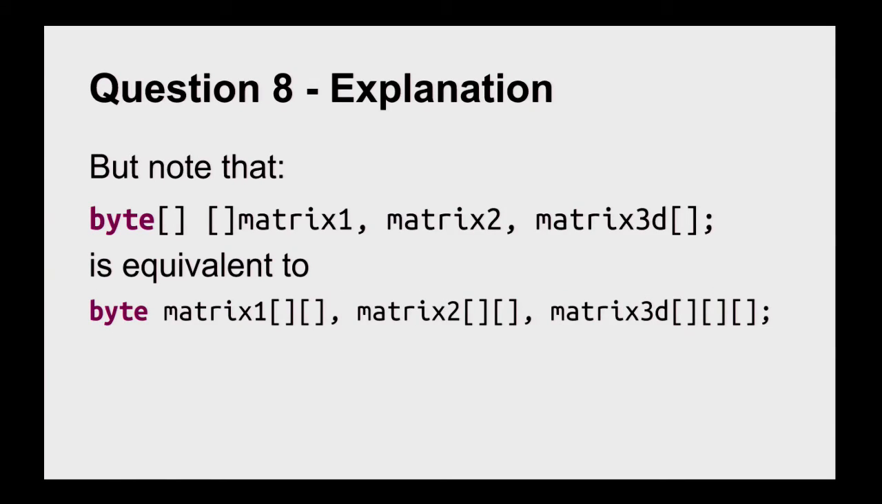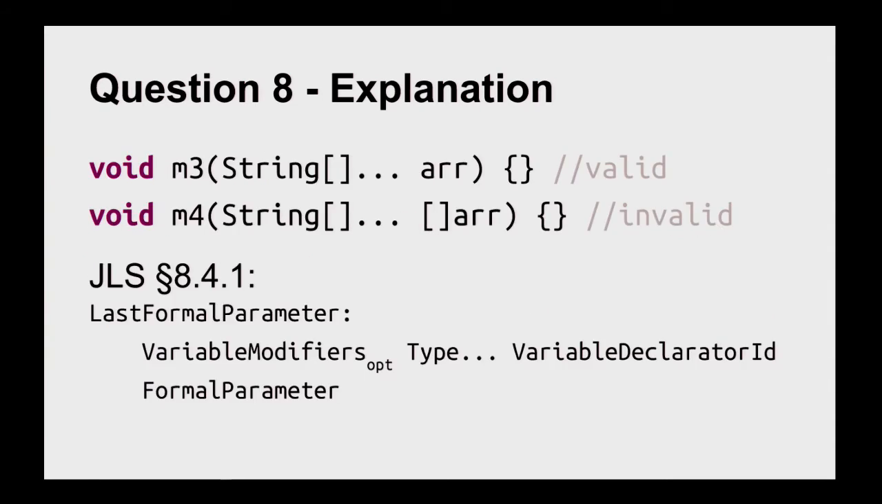Another part, just to elaborate on the square brackets being part of the type: if you have this, the square brackets are touching matrix1, and there's nothing around matrix2, but matrix1 and matrix2 are both the same. They're both 2D arrays. And matrix3 is a 3D array. The touching part is just misleading. That applies to the type, not the individual variable itself. The other part, M3 and M4. So M3 is actually valid. You can have square brackets followed by the varargs thing.